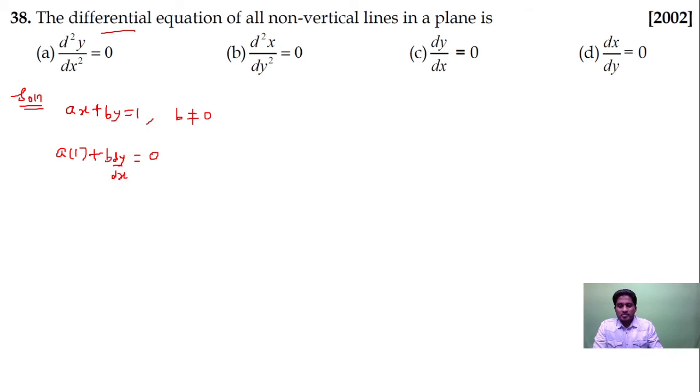If I differentiate once again, differentiation of a is 0, so b into d²y/dx² is equal to 0. b is a constant, you shift it to the right side, so d²y/dx² is equal to 0. Right, double derivative is equal to 0. Answer is option A.